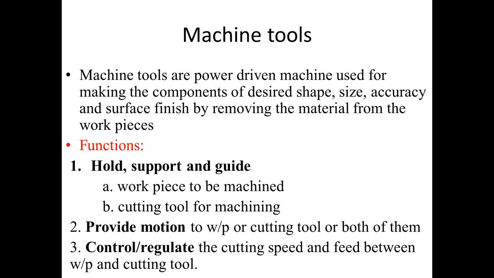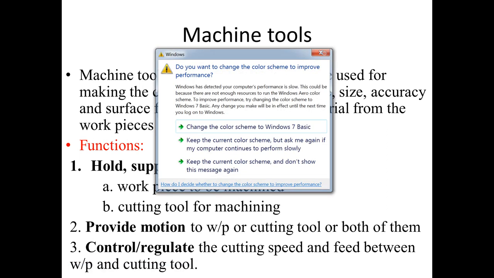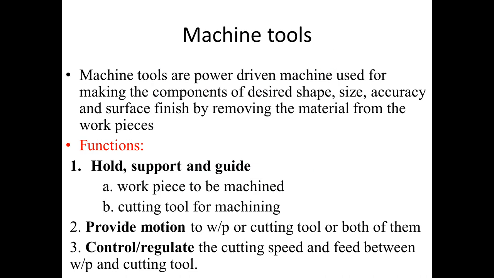The basic functions I explained, which we had in discussion with unit number 1. First, the functions are to hold, support and guide. In the lathe machine we know the workpiece is placed between the chuck, or it is clamped by the chuck, and it is rotated. The cutting tool consists of hard material, which cuts the soft material of the workpiece. Then it provides a motion to the workpiece or cutting tool or both of them.